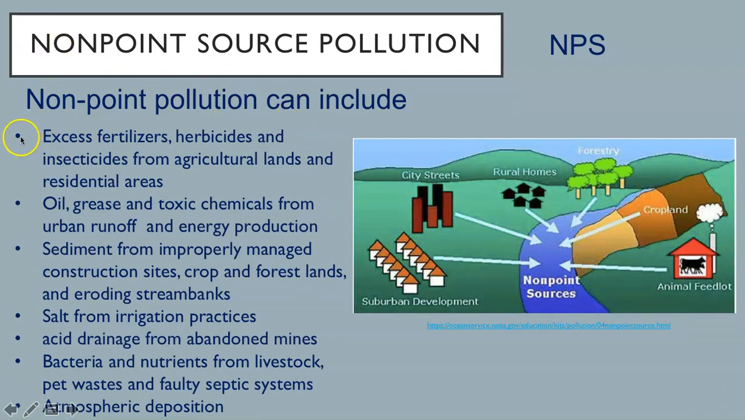Non-point pollution can include excess fertilizers, herbicides, and insecticides from agricultural lands and residential areas. It can include oil, grease, and toxic chemicals from urban runoff and energy production. It can include sediment from improperly managed construction sites, crop and forest lands, and eroding stream banks. It can be salt from irrigation practices or acid drainage from abandoned mines. It can even be bacteria and nutrients from livestock, pet wastes, and faulty septic systems. It can also be atmospheric deposition.